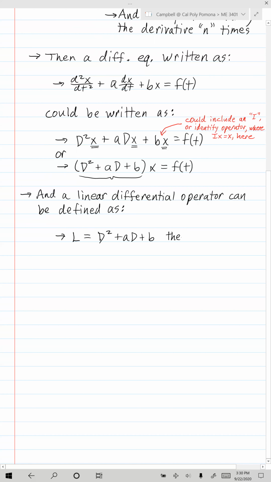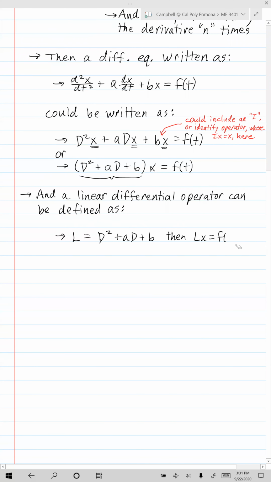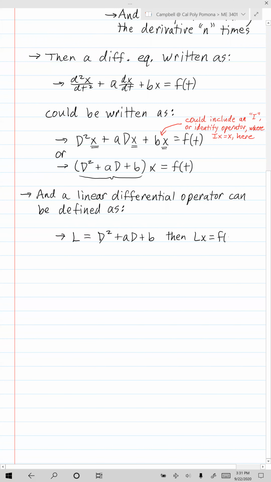And so then we can, of course, say that Lx is equal to f of t. I should have written a t, not an x. My apologies. Lx is equal to f of t. And that's our differential equation.